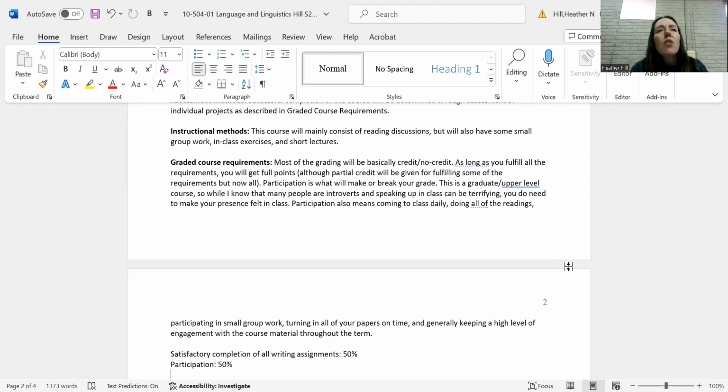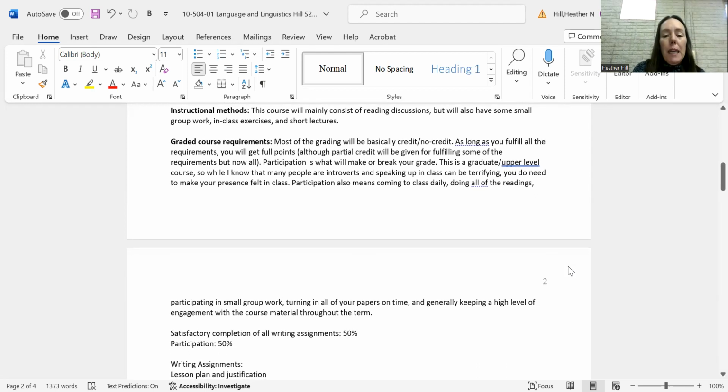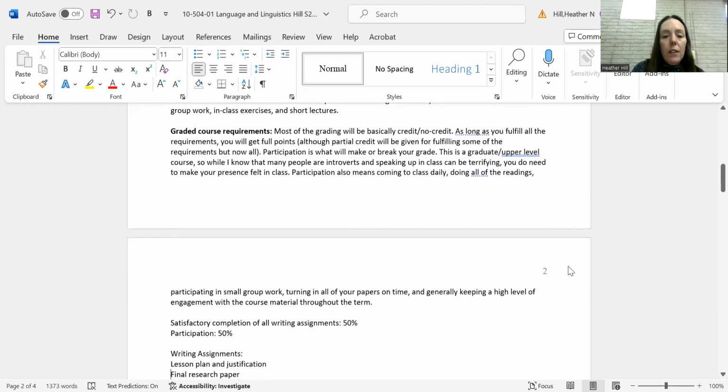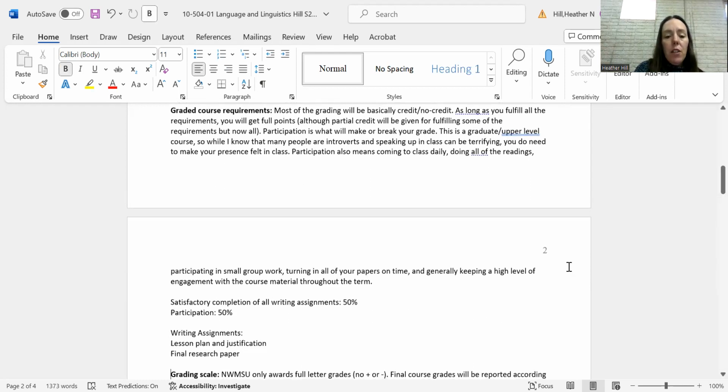The grading in this class is more about being a good student than anything. So as long as you're being a good student, coming to class, participating in class discussion, turning in the work, all of that, everyone should get an A. I mean, really. So there shouldn't be any worry, or any confusion about what you're doing. So 50% is satisfactory completion of the writing assignments, of which there are only 2, and then 50% is participation.